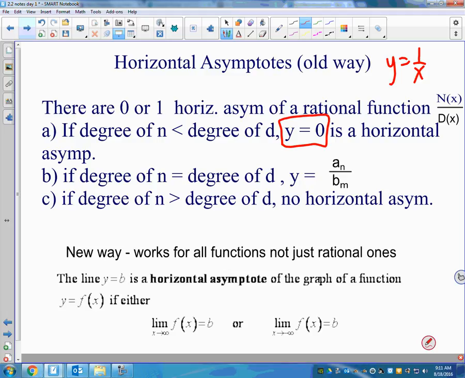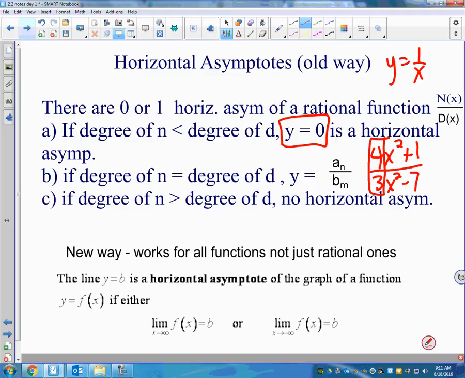Remember, if the degree of the numerator is equal to the degree of the denominator, you take those leading coefficients. So, like, if you had 4x squared plus 1 over 3x squared minus 7, the horizontal asymptote, which is now the limit as x is approaching infinity, would be y equals 4/3. So it really could be any number.